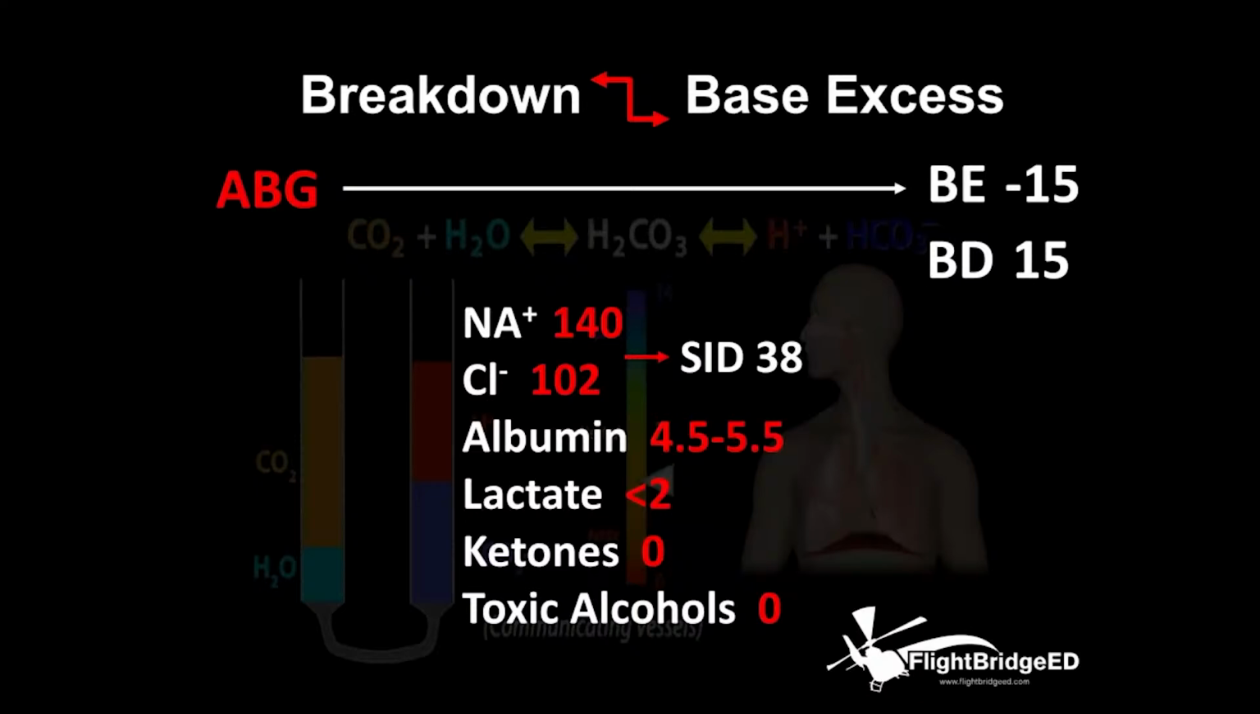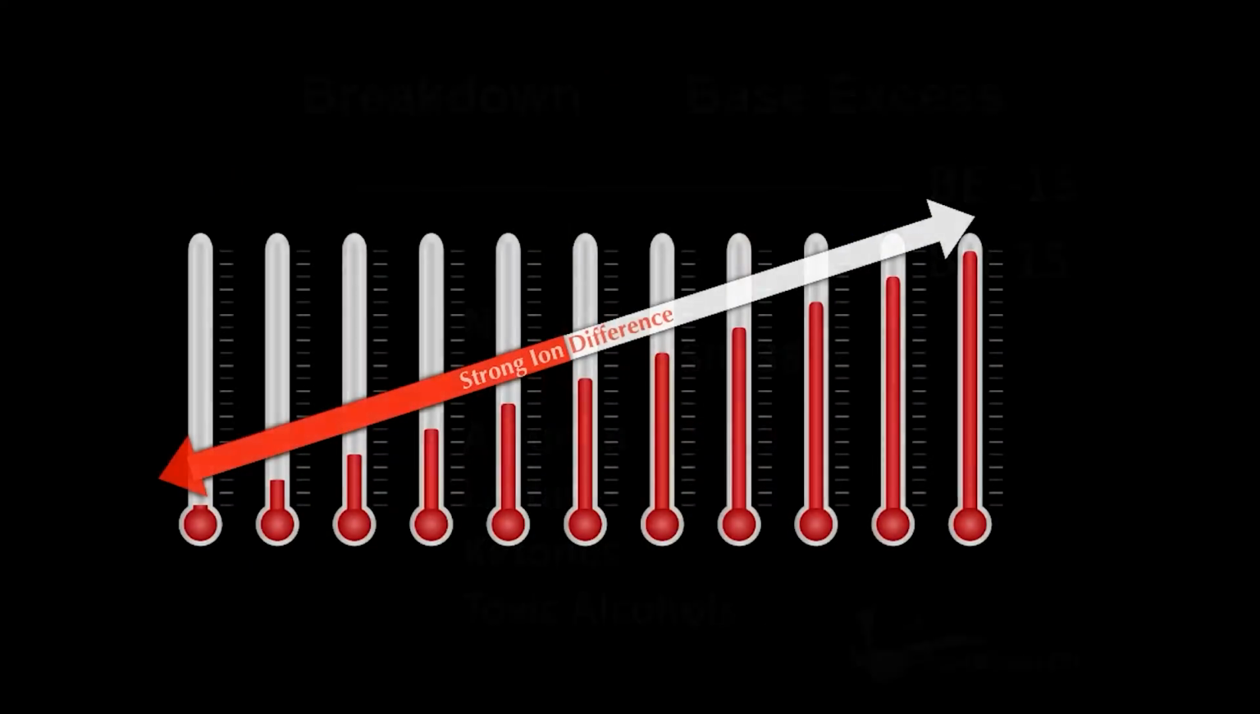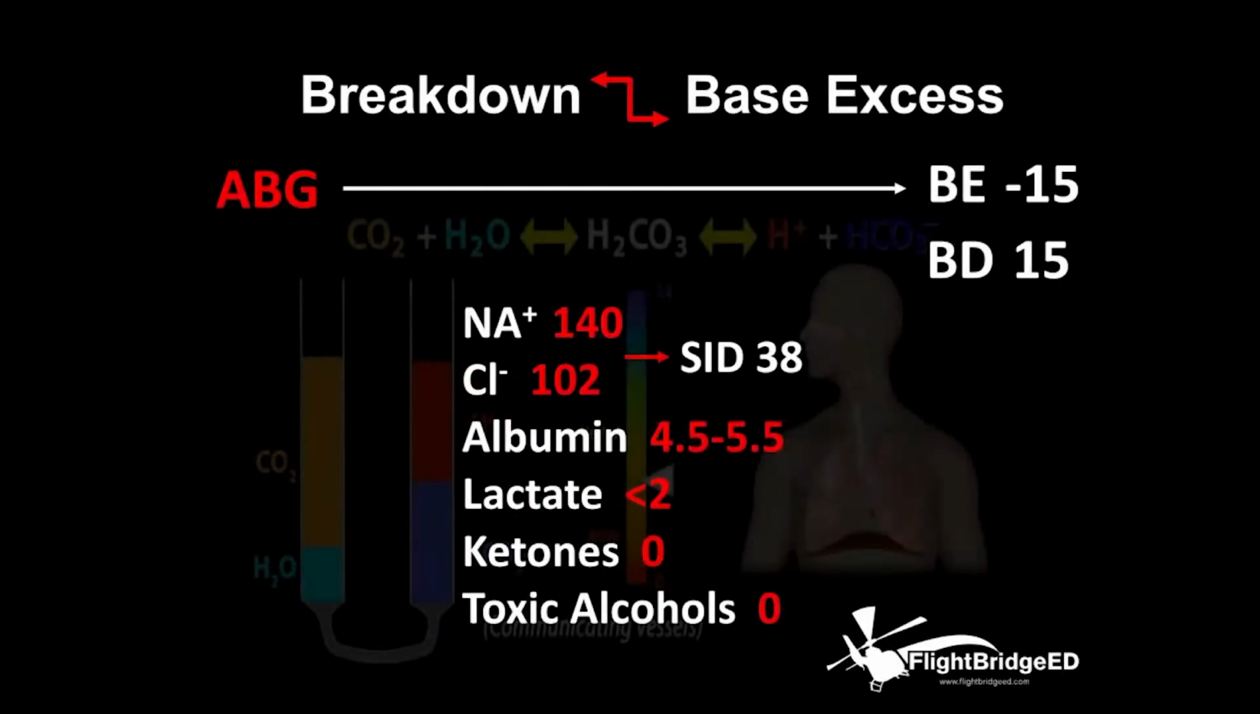And I want you to think of that SID as a temperature gauge. If the SID increases, the patient becomes more alkalotic. If the SID decreases, the patient becomes more acidotic. So it really is a gauge. The lower the SID drops, the more acid. The higher the SID goes above 38, the more alkali. So in this example, we have a SID of 38.